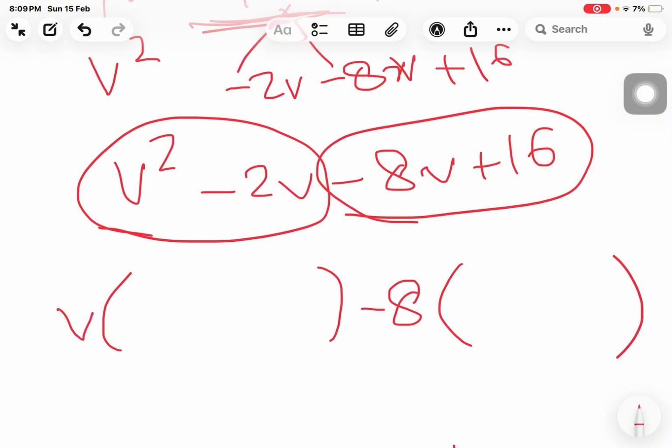v times what will give you v squared? v times v, right. And v times what gives you negative 2v? Negative 2, right. Negative 8 times what gives you negative 8v? v, correct. Negative 8 times what gives you 16? Negative 2, right. You are so smart, actually. If you got it right, you are so smart.